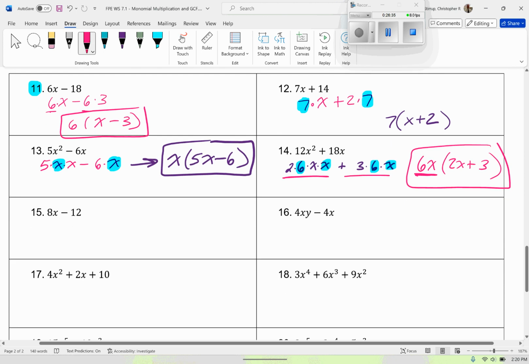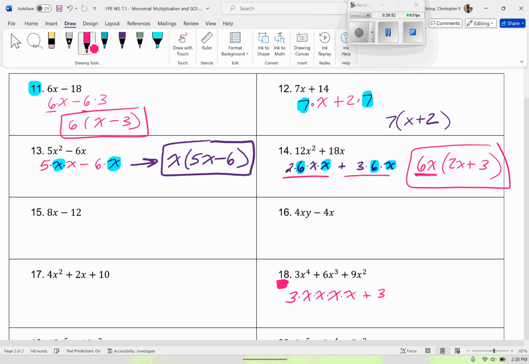All right, friends. I'm heading down to number 18. You with me? Ready? 3x to the fourth. X to the fourth is this. Do you agree with that? Plus 6 is the same thing as 3 times 2. And then 9 is the same thing as 3 times 3. And then x squared is x times x. So look at how number 18 broke down.